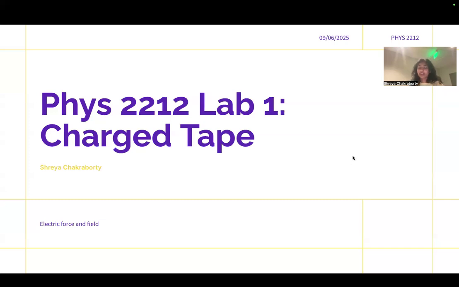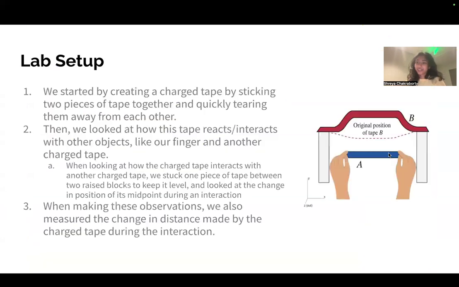Hi, I'm Shreya, and this is my lab two for physics, and it's about a charged tape. The lab is essentially about seeing how a charged tape can interact with other objects, charged and uncharged, and then measuring things like how many electrons were lost, and what the ratio is between the total number of atoms and the number of electrons that were transferred.